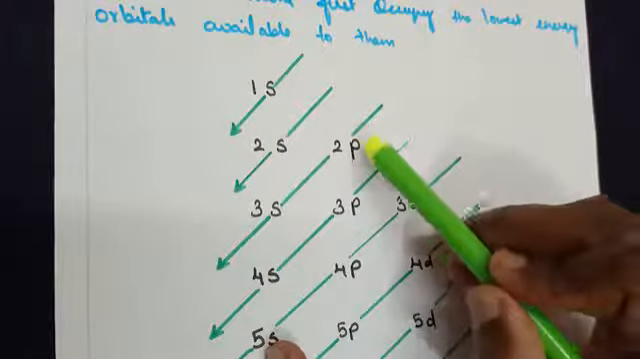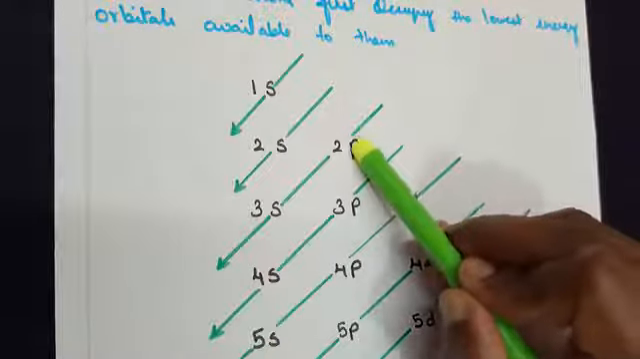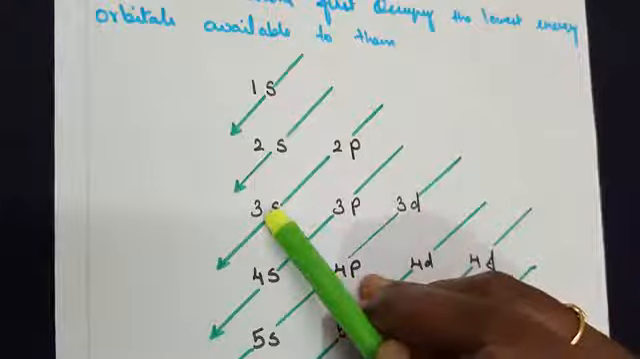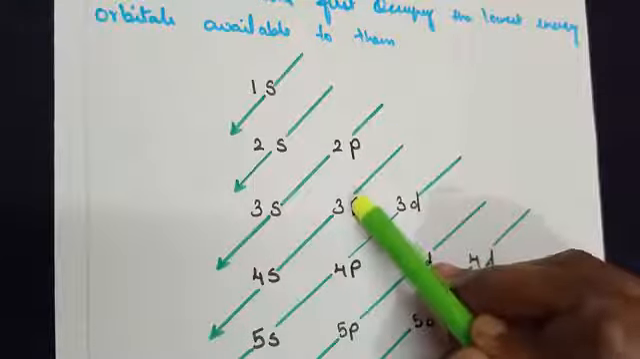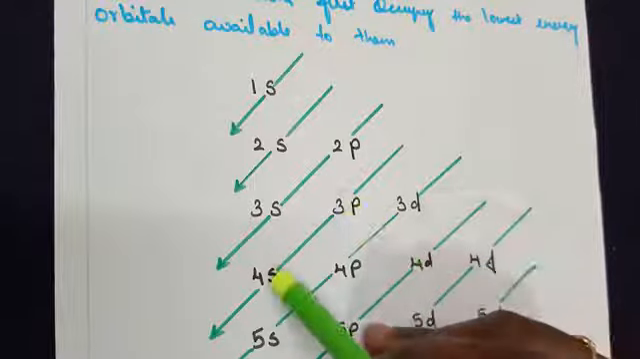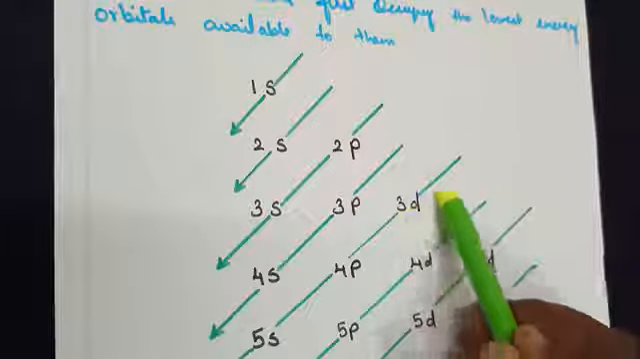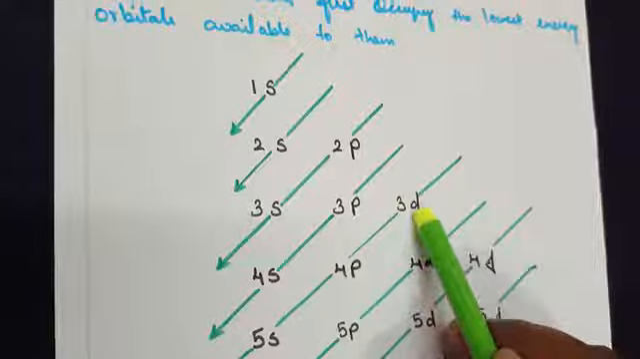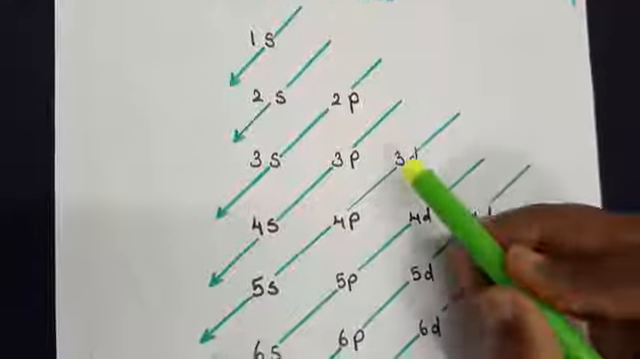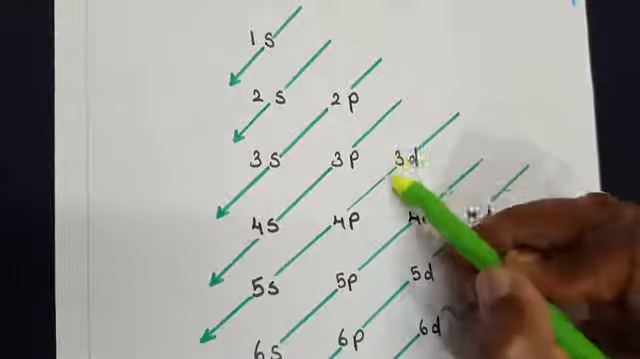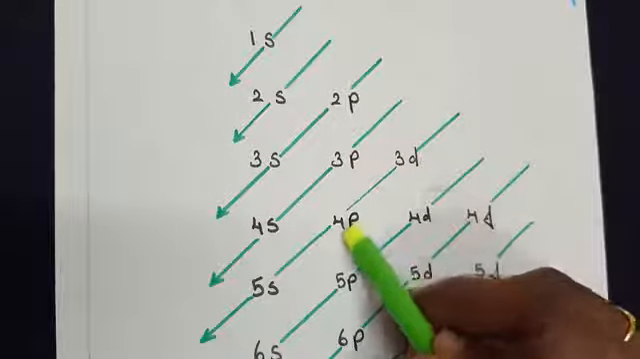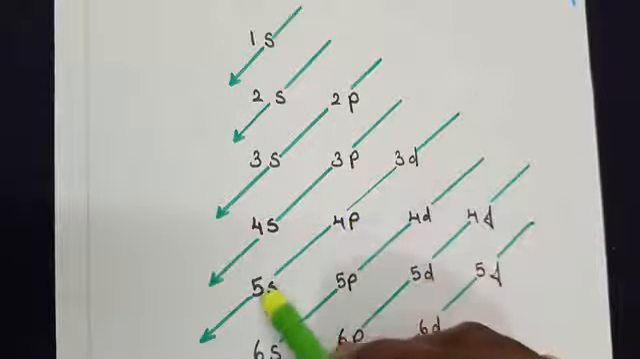After 2s it will move on to 2p. After filling in 2p it will move on to the 3s orbital. After 3s it will move on to 3p, then comes the 4s orbital. If you remember, I'm leaving out 3d here; I will explain it a little later. Electrons will fill the 3d orbital, then they will move on to 4p, then they will move on to 5s.